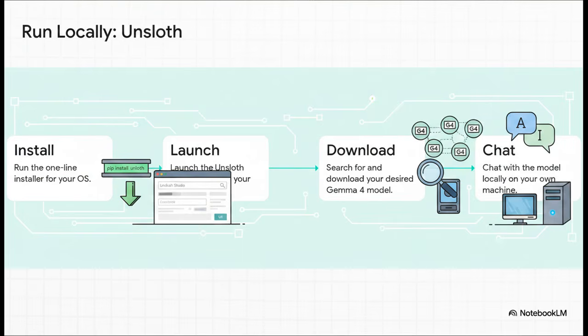Now, for all of you who want to run this locally, on your own machine, you have to check out Unsloth Studio. They've made it so simple. It's basically one line of code in your terminal to install it. Then you get this awesome web interface where you can just search for the Gemma 4 model you want, click download, and start chatting, all on your own computer. It really makes this powerful AI feel like something anyone can use.